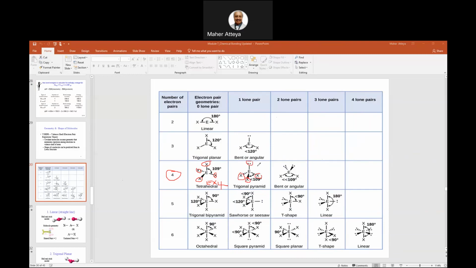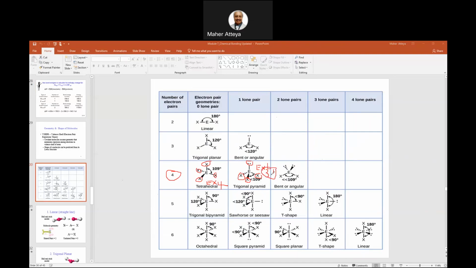So I have EX3, and then one lone pair, L1. So if you add those up here, still 4, correct? That's still correct. The whole thing is 4. When you look at this, EX3L1, there's still 4 zones, but you have one lone pair. This is trigonal pyramidal. Trigonal pyramidal.